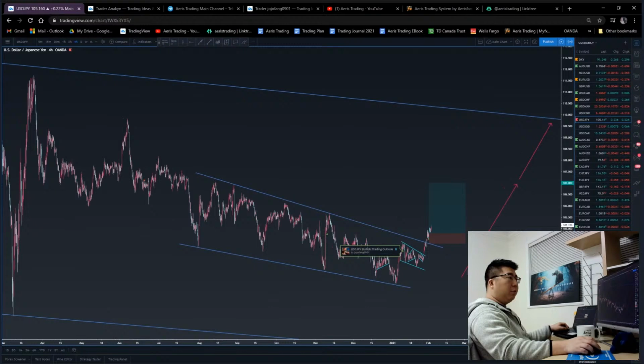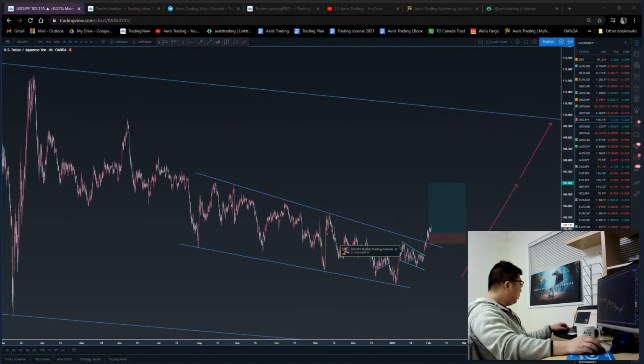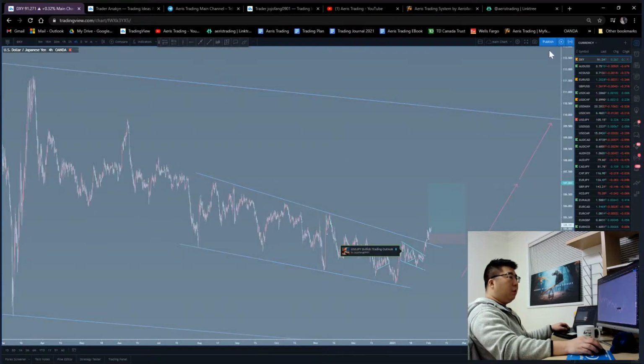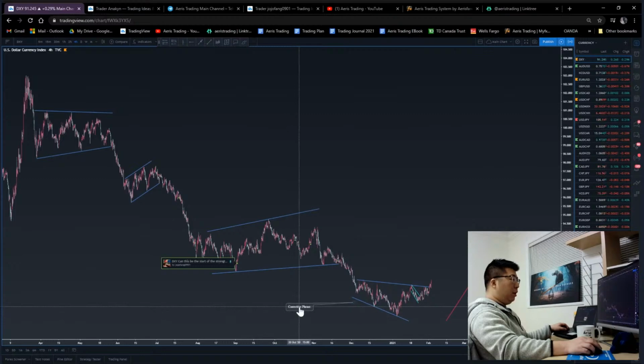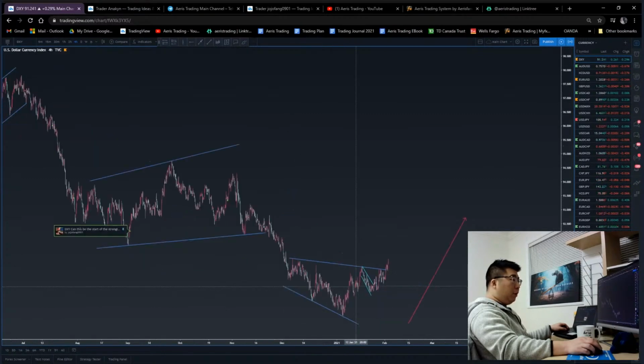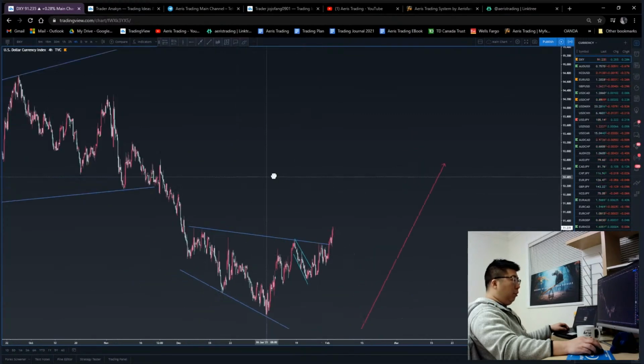I'm going to go through the currency first, see what's going on there, and then jump into different markets. I'll go to commodity, indices, and crypto in that order. All right, let's get started with dollar index. Finally we're seeing some bullish move, right?